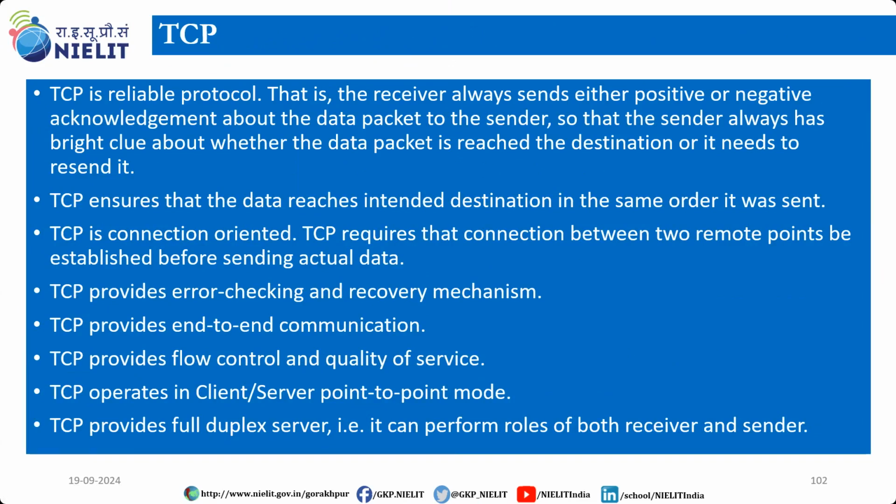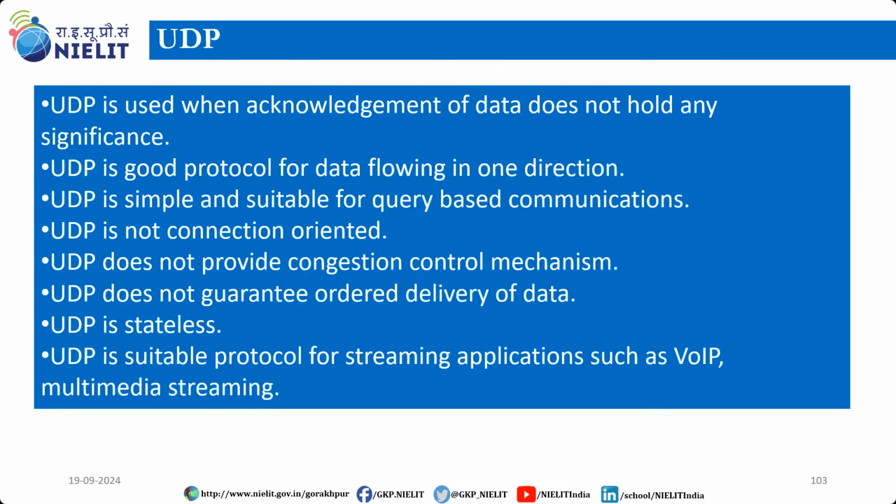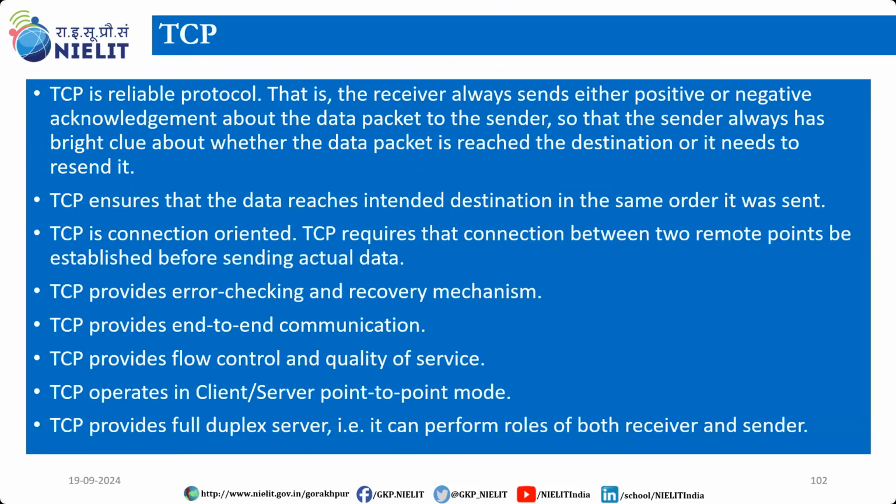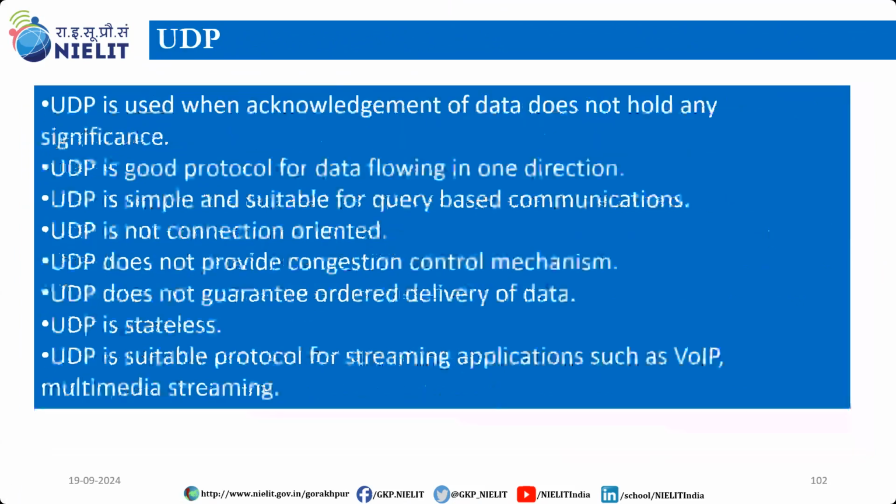Now it is expecting the next data starting from 501, 502 and so on. So TCP is a stateful protocol and UDP is a stateless protocol. No states are maintained in UDP. TCP maintains the state. UDP is a suitable protocol for streaming applications such as VoIP, video conferencing, multimedia streaming, video streaming.